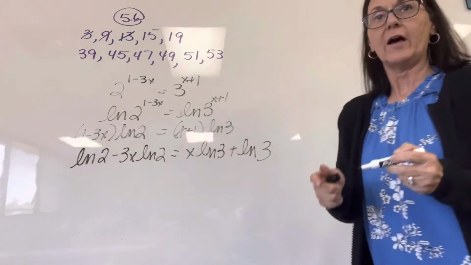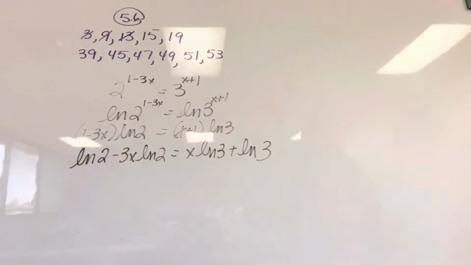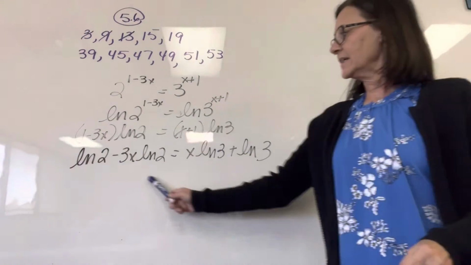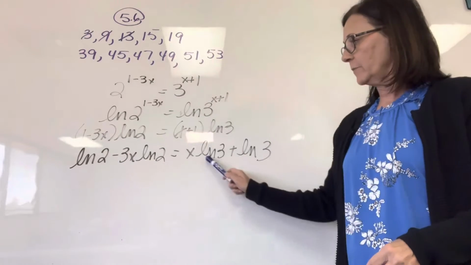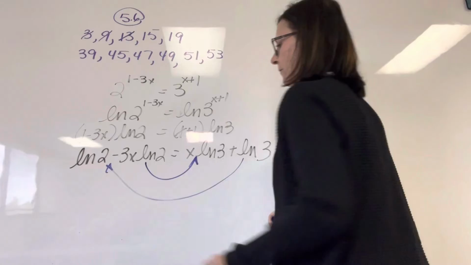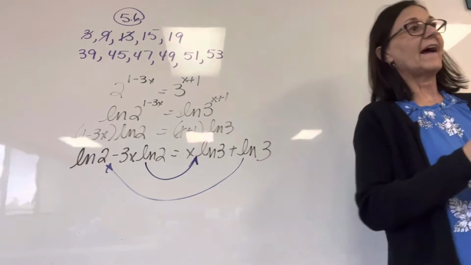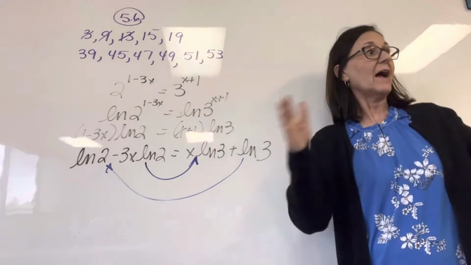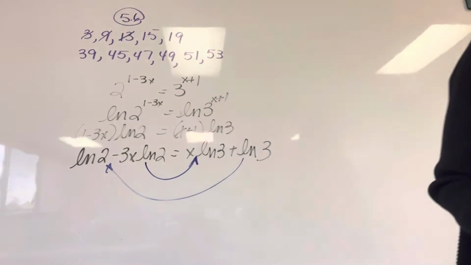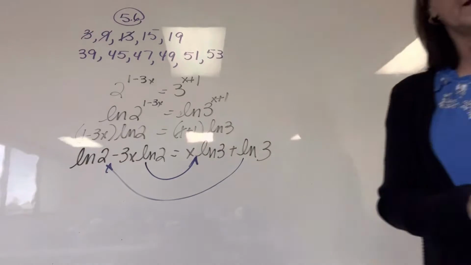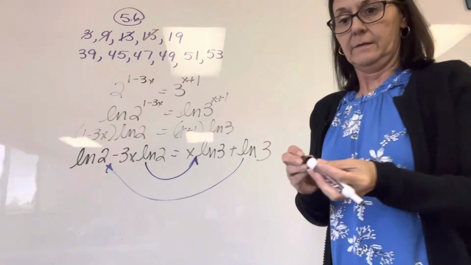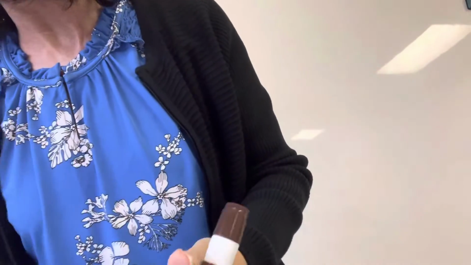Okay, we're not going to go any further. But tell me what you would do. Move your x's to one side. So yes, I would move this one this direction, that one over there. Factor out the x. Divide by what's not x. That's algebra 2. All right, got it? That's 15. All right, let's look at 19.